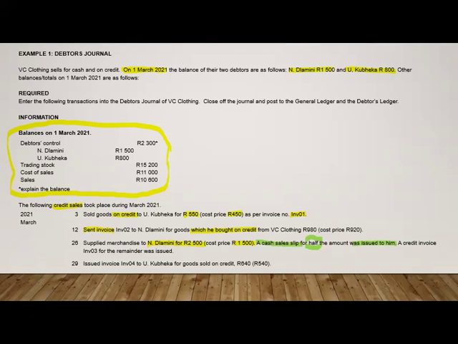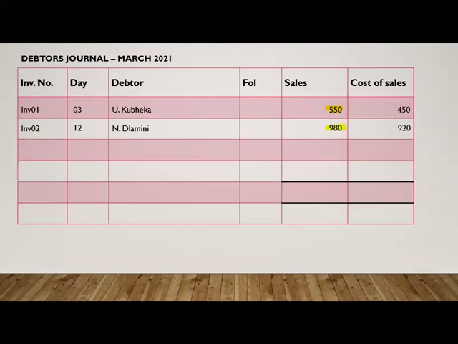And this one here, a credit invoice, which was invoice 03, for the remainder was issued. Where will that go to? The one in orange, where will it go to? Goes to the debtors journal. You're right. Even worse, they give you the invoice number. So what are we going to have in the debtors journal? I'm going to have in 03, and then I'm going to have 26. Who was the debtor again? Endlamini. Sales.